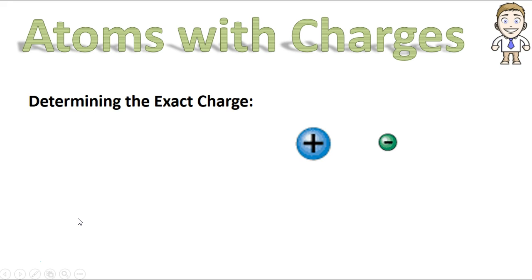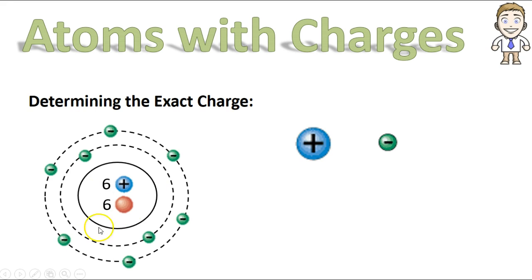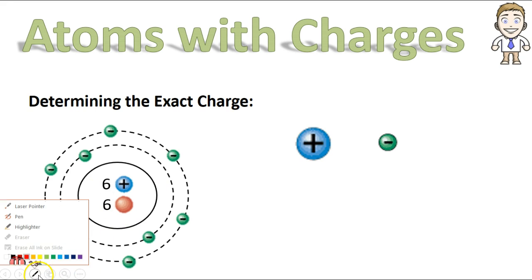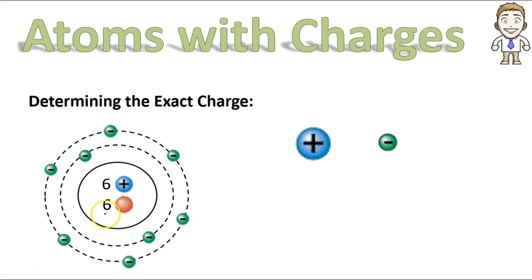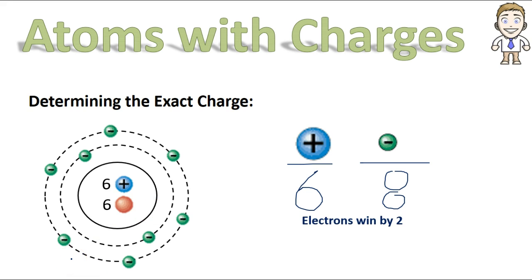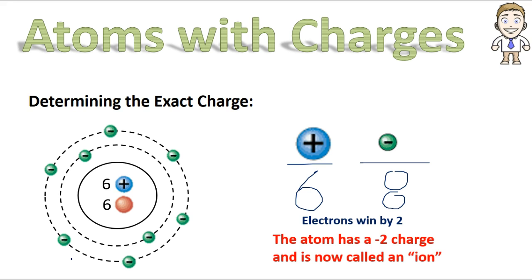If we take out the sports analogy and apply this same idea to an actual atom, we can walk through one of those too. I could give you this picture here and ask you to determine the charge of the atom. You should start taking score. Positive team versus negative team. Positive team has a score of 6. If you count the electrons in the rings, you'd see the negative team has a score of 8, which means the negative team, the electrons, win by 2, so you should be able to say that this atom has a charge of -2 and is now called an ion.